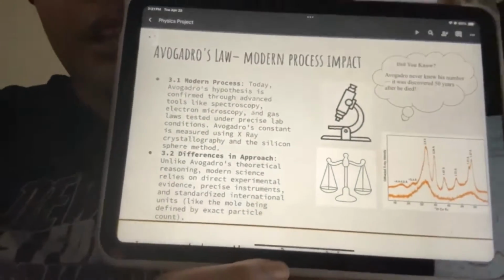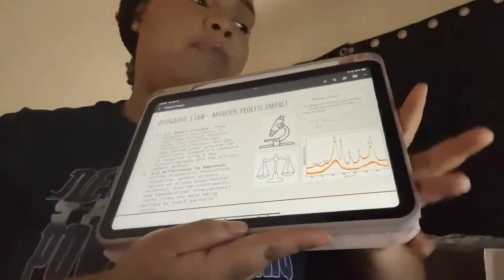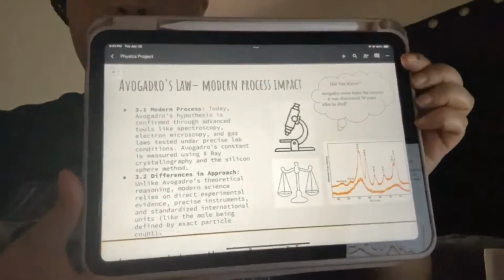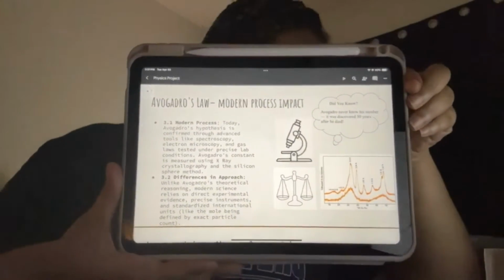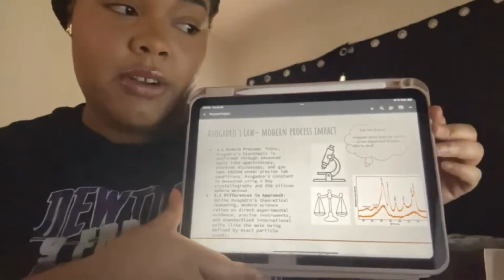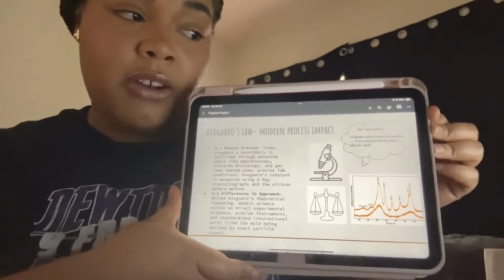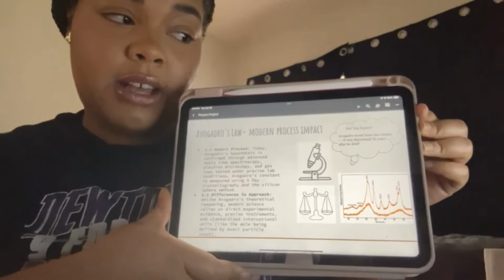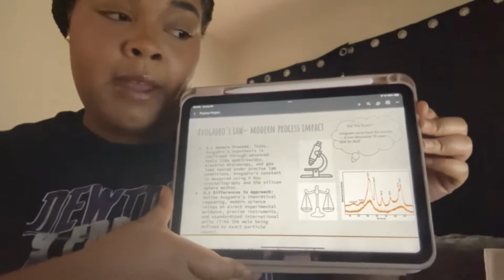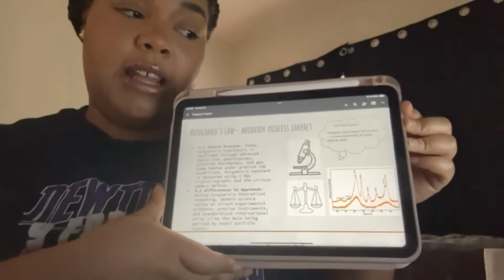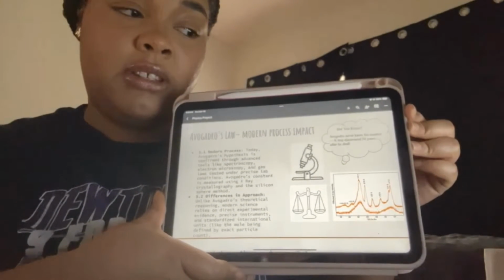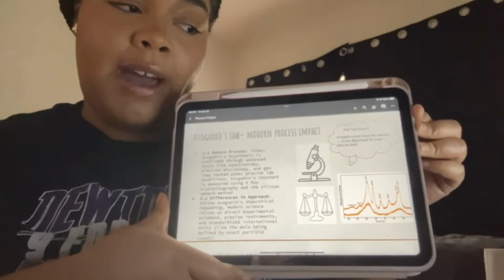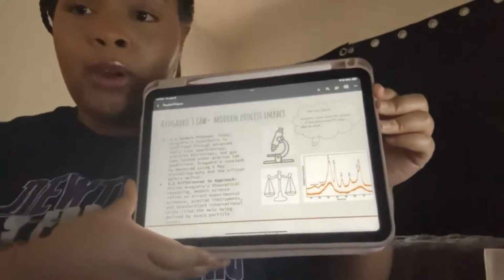That's 3.1, and 3.2 is differences in approach. Unlike Avogadro's theoretical reasoning, modern science relies on direct experimental evidence, precise instruments, and standardized international units, like the mole being defined by exact particle count.